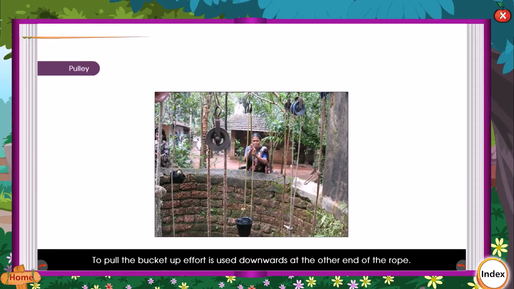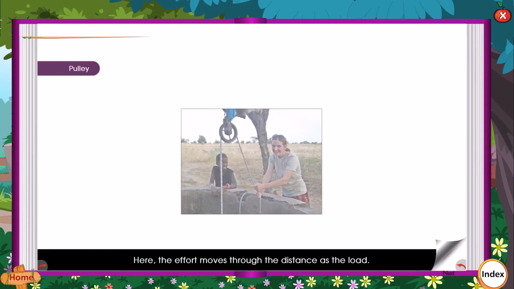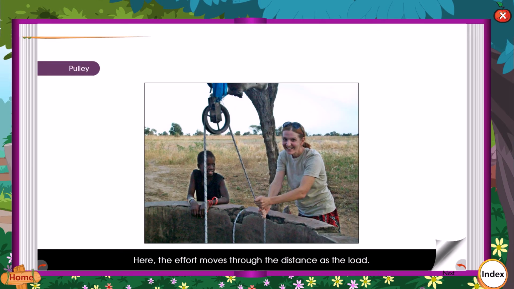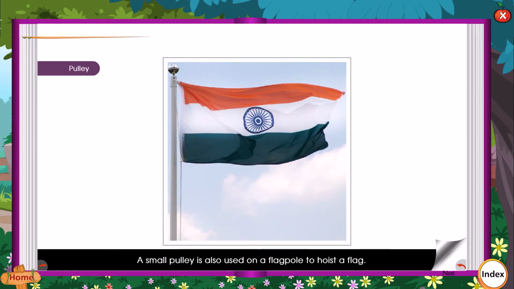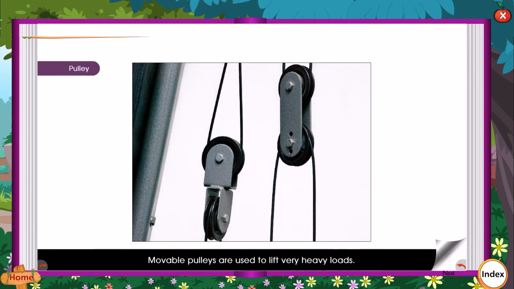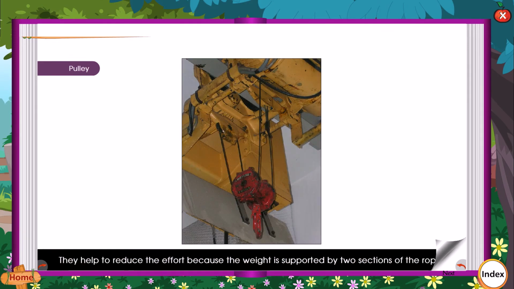Here, the effort moves through the distance as the load. A fixed pulley makes work easy by changing the direction of force. A small pulley is also used on a flagpole to hoist a flag. Movable pulleys are used to lift very heavy loads. They help to reduce the effort because the weight is supported by two sections of the rope.